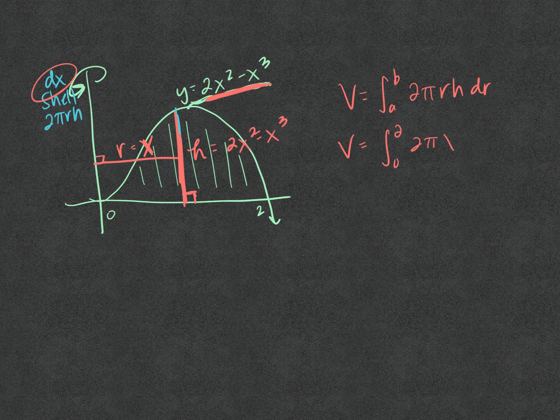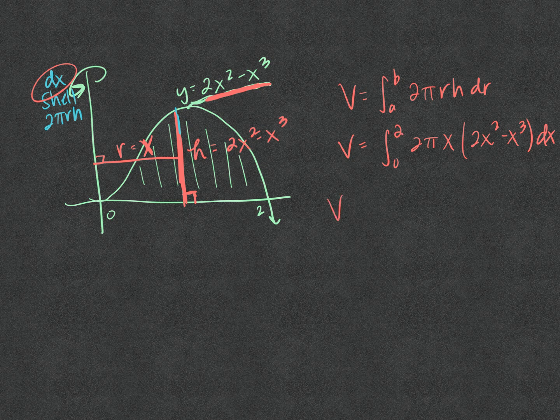2 pi, my radius is x or y, so in this case it's x because I'm in terms of x. My h then is 2x squared minus x to the third, and I have a dx at the end because we are working in terms of x. So I need you to pause and think about this here. This is the big thing we're picking up, the difference between disk and shell and how to use them appropriately. And we're going to do quite a few of them. So let's keep going with this.